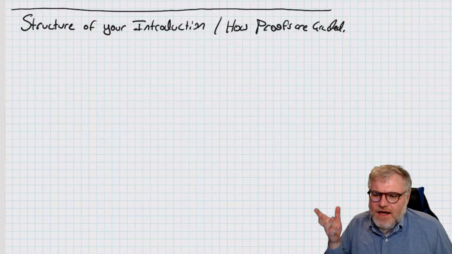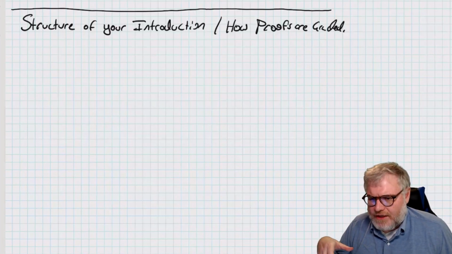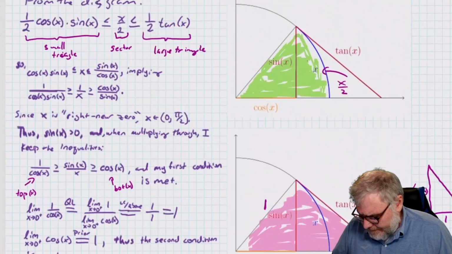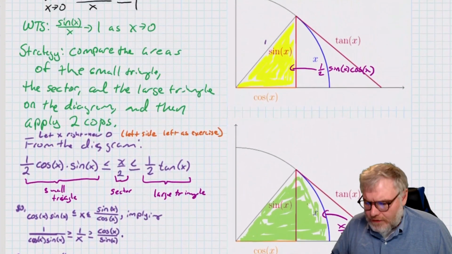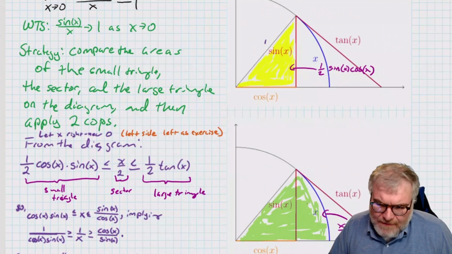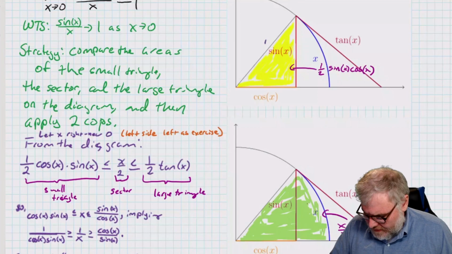Okay, so let's talk about the structure of the introduction and how proofs are graded. So if we look up right here, notice what I did. I wrote "want to show." And when I said want to show, I restated the problem in my own words. Here, it's just a minor restatement.